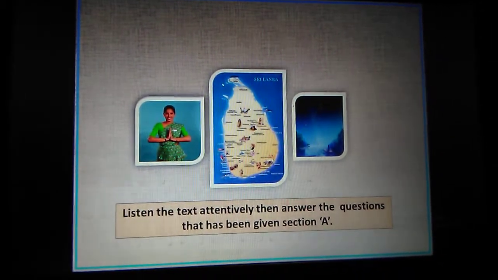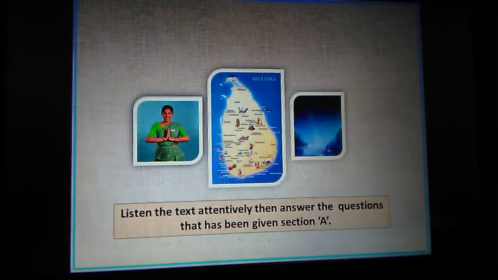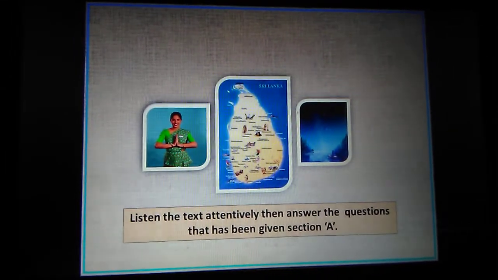You will read the text in your book attentively, then try to answer the questions given in Section A in your text.